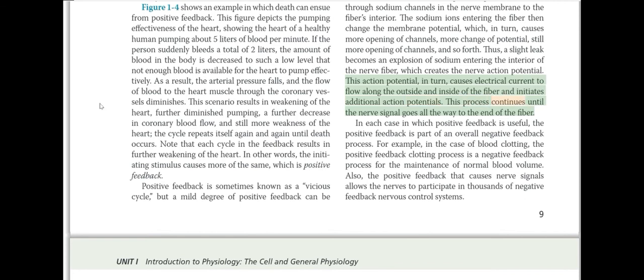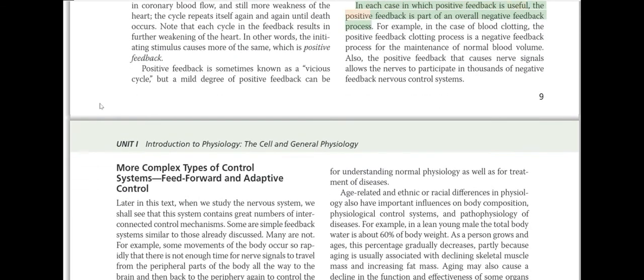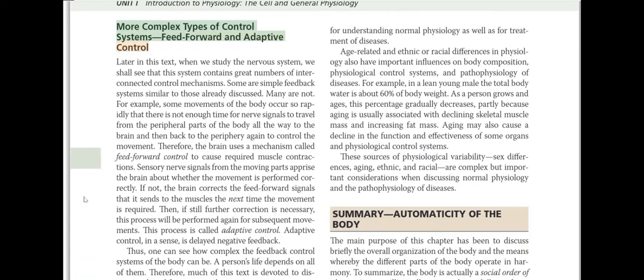This process continues until the nerve signal goes all the way to the end of the fiber. In each case in which positive feedback is useful, the positive feedback is part of an overall negative feedback process. For example, in the case of blood clotting, the positive feedback clotting process is a negative feedback process for the maintenance of normal blood volume. Also, the positive feedback that causes nerve signals allows the nerves to participate in thousands of negative feedback nervous control systems. More complex types of control systems: feed-forward and adaptive control.